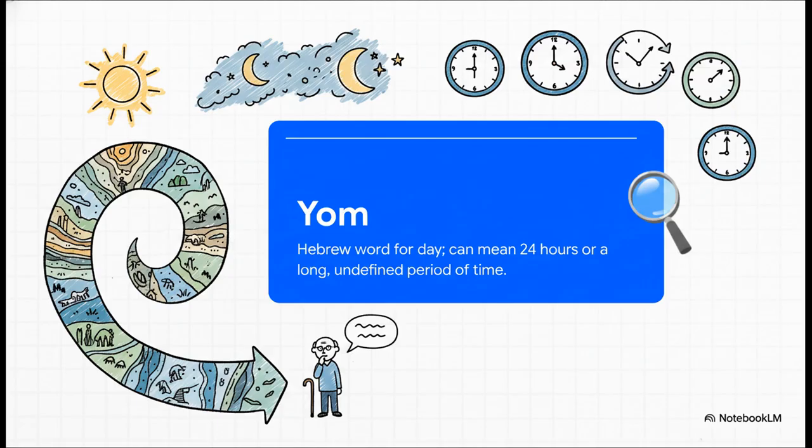In fact, if you skip over to Genesis chapter 2, verse 4, that exact same word, yom, is used to describe the entire overarching period of creation, the whole span of the heavens and the earth being made. It's used in the same conversational way we might say back in my grandfather's day. It can totally represent a long, undefined period of time.